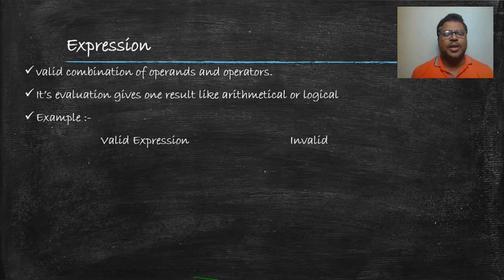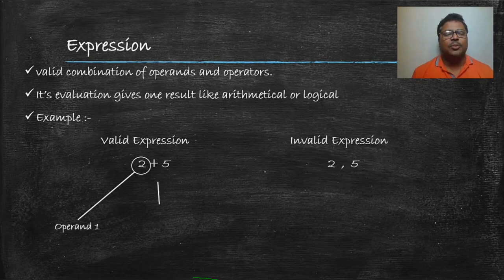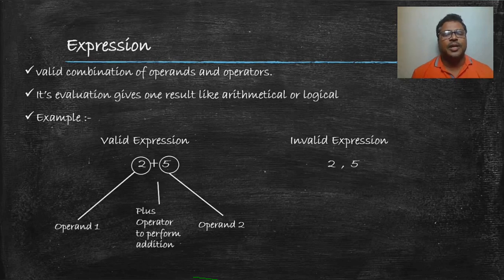We will write both the valid and invalid expressions, then we will understand comparatively which one is valid and which one is invalid, because a valid combination of operands and operators is needed. Take 2 plus 5 or 2 comma 5. With 2 plus 5 we can do an arithmetical calculation, addition. With 2 comma 5, the comma operator does not perform any operation. So here 2 is the first operand, 5 is another operand, and plus is the operator to perform addition. So this is a valid expression.